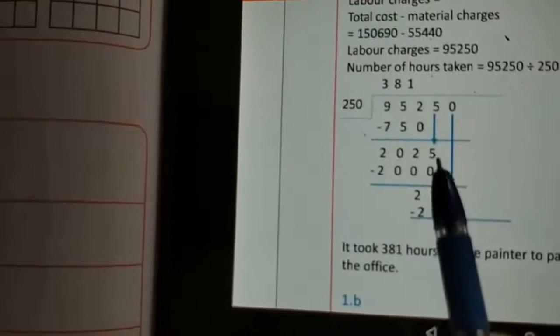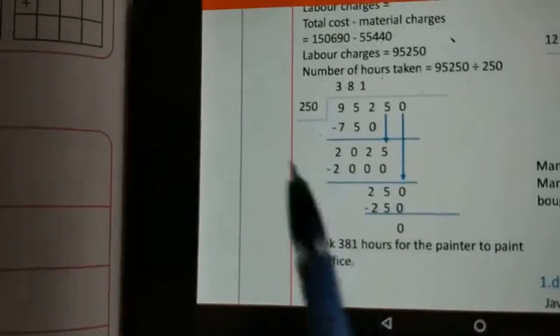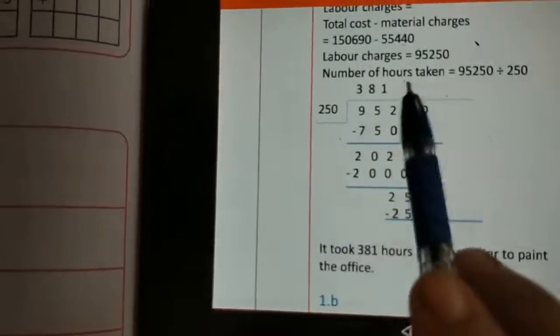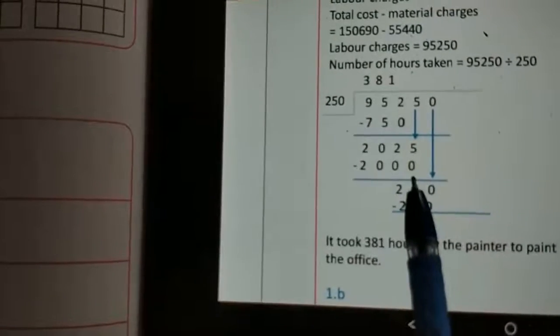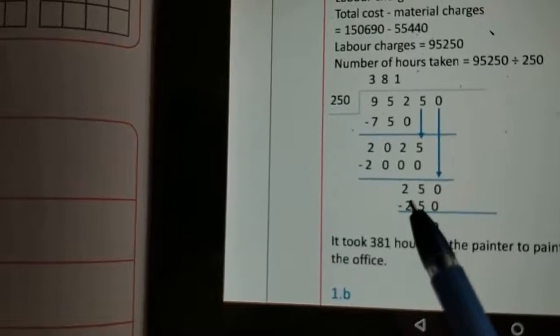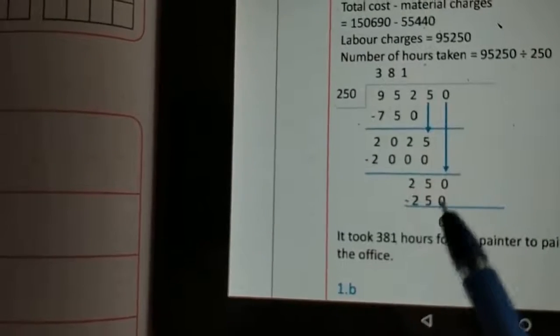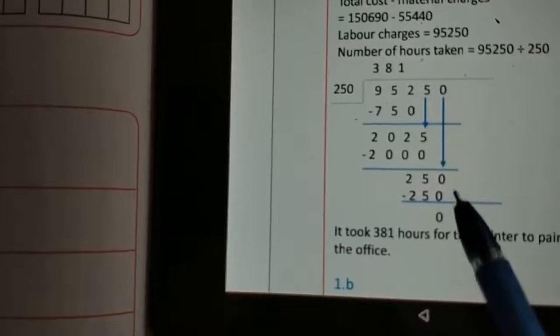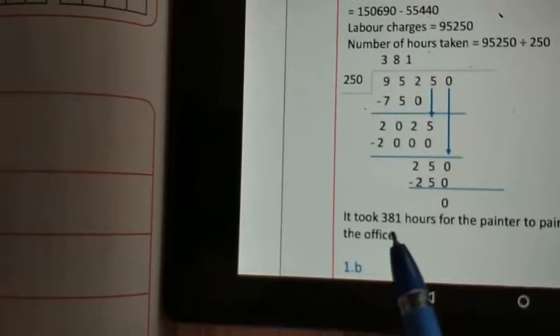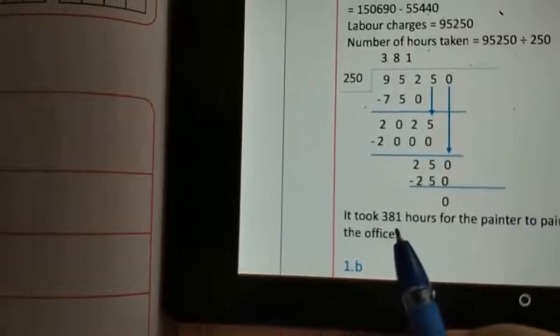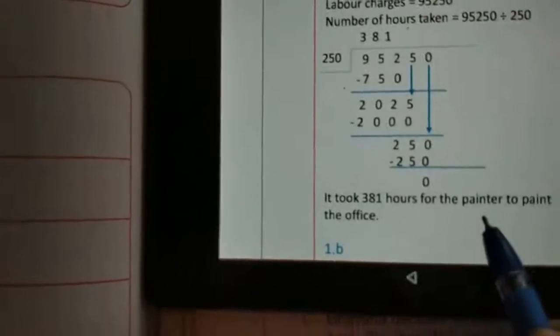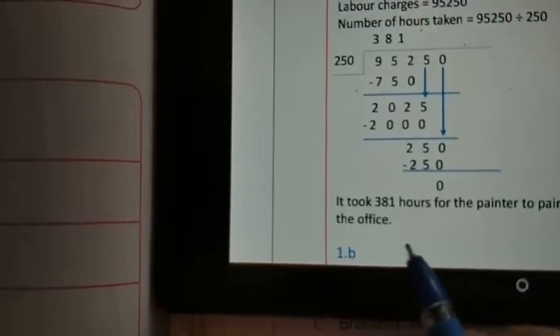We'll bring down 5. So 2,225 is there. So 215 is 2,000. So answer is 25. We're bringing down 0. 215 minus 215, so answer is 0. So it took 381 hours for the painter to paint the office.